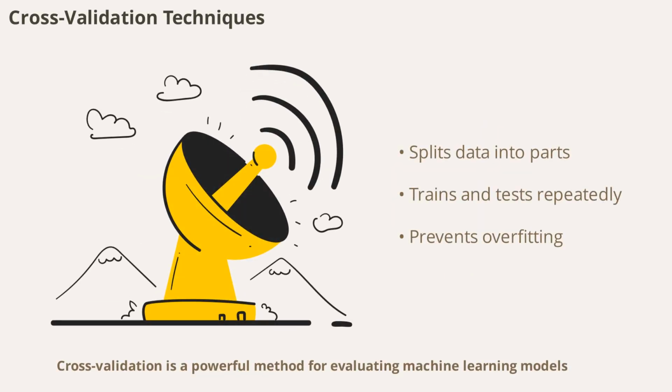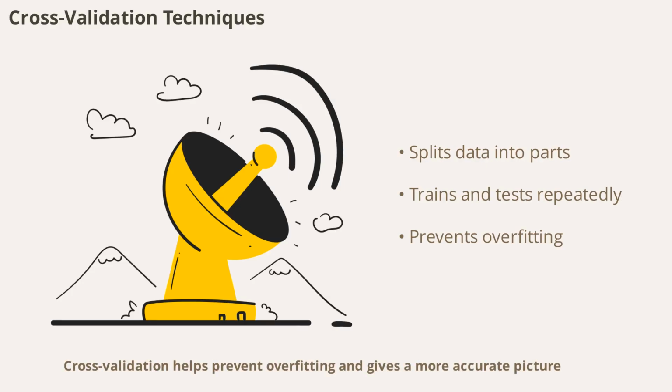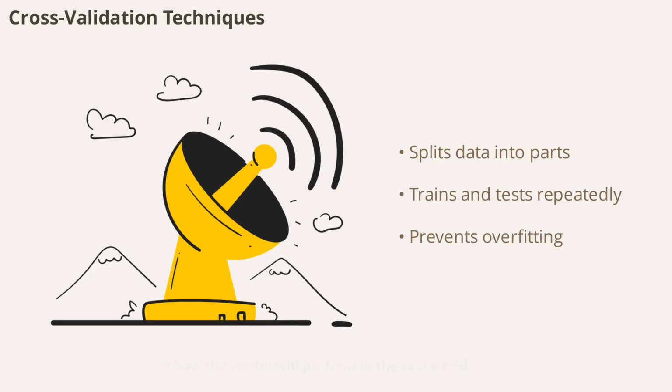Cross-validation is a powerful method for evaluating machine learning models. It involves splitting the data into multiple parts, training the model on some parts, and testing it on others. This process is repeated several times to ensure the model's performance is consistent and not just a fluke. Cross-validation helps prevent overfitting and gives a more accurate picture of how the model will perform in the real world.